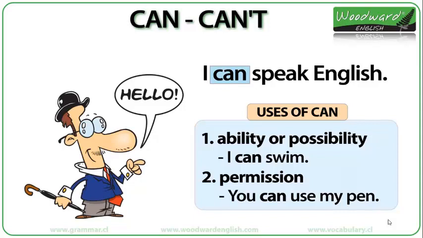And the second one is permission. When you want to take something from someone, when you want to ask something of someone, when you want to give something to someone, you have to take permission. And for permission, you use the verb can in your daily conversation or in your sentences. In the example, you can use my pen. Yes, this is a permission. Yes, you can use my pen, right?